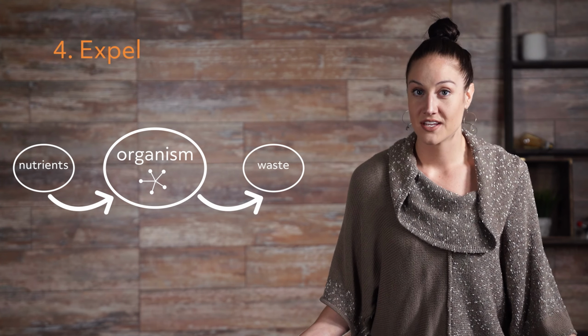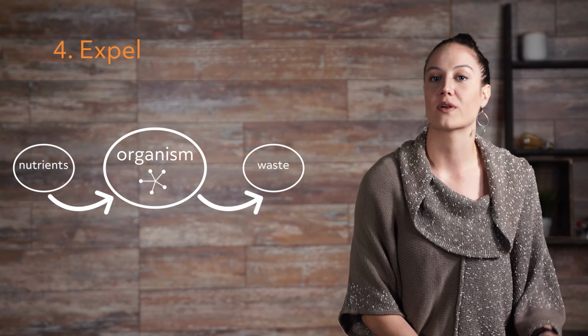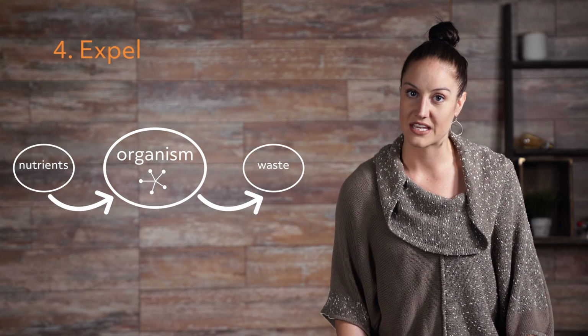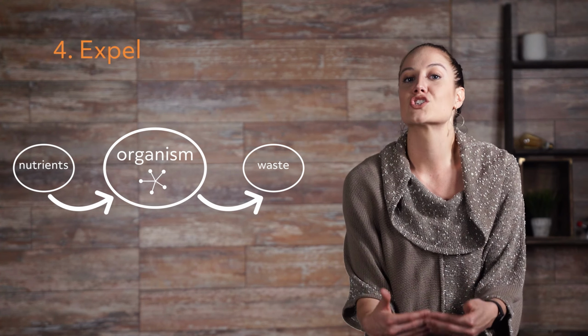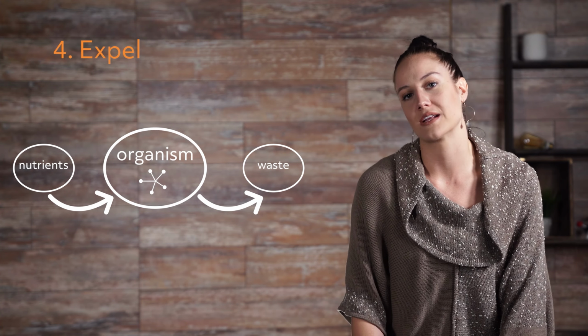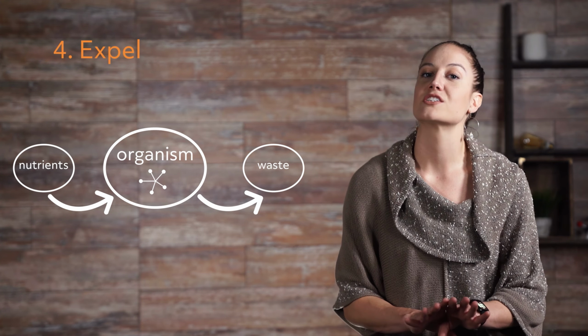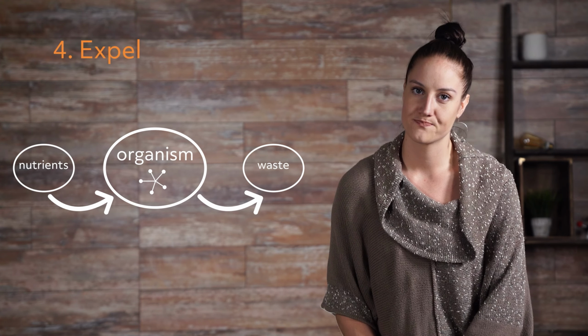onto something. 4. Expel. With all these nutrients coming in and being used for energy, the waste has to go somewhere, out. In fact, the waste from the chemical reactions that go on within the organism can actually be toxic to the organism, so it must be excreted or expelled from the organism. So all organisms excrete or expel waste.